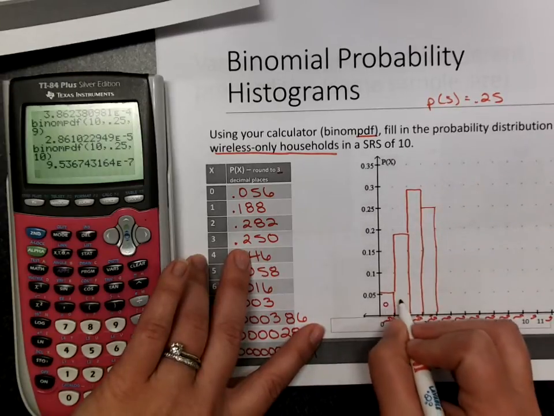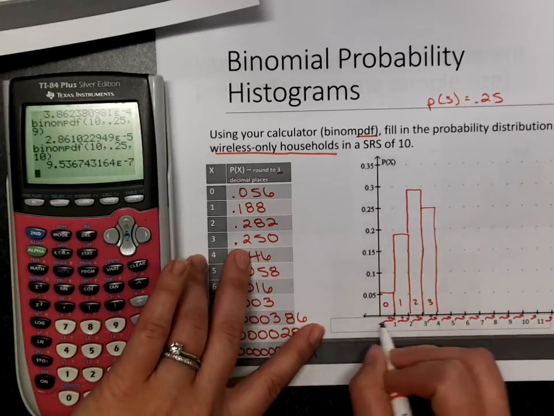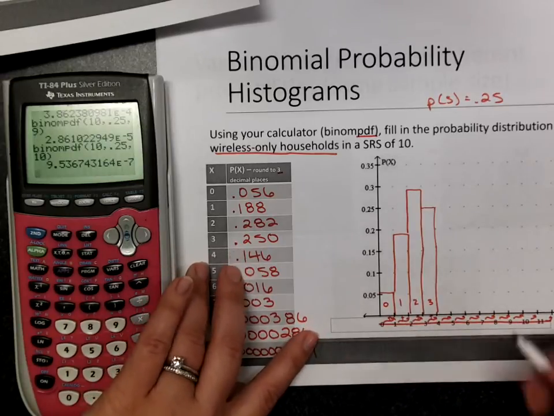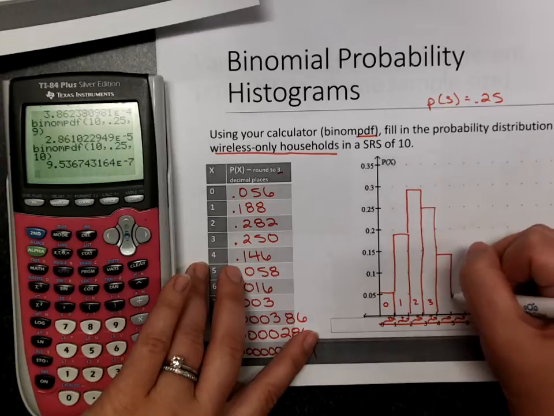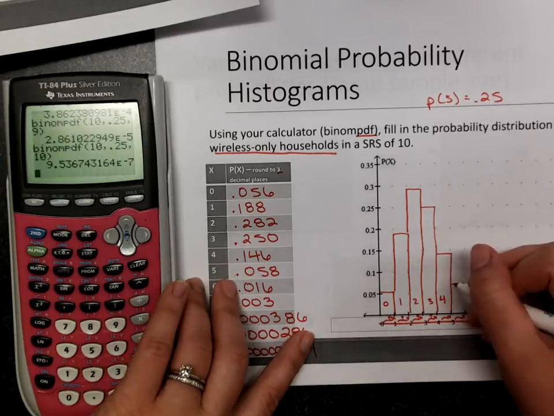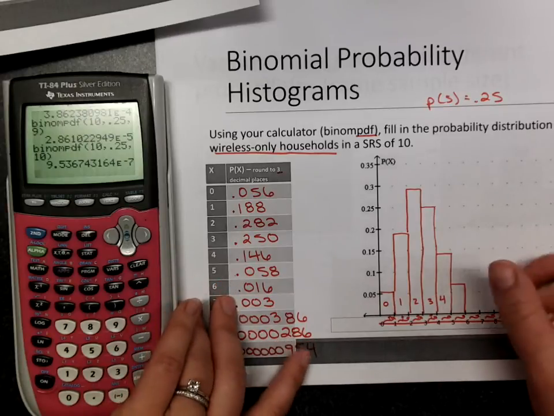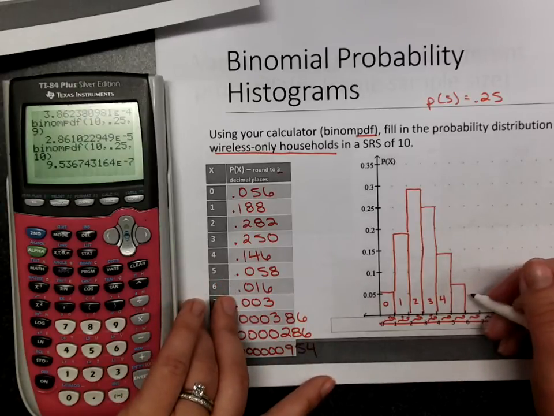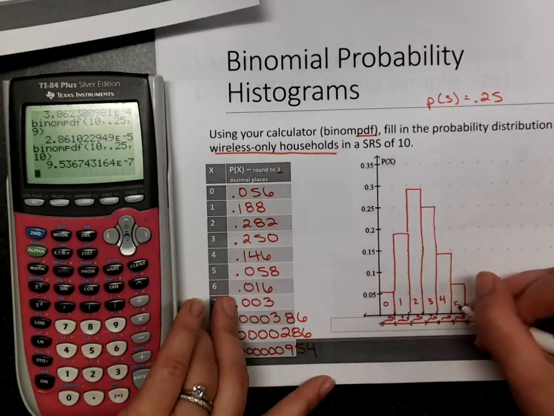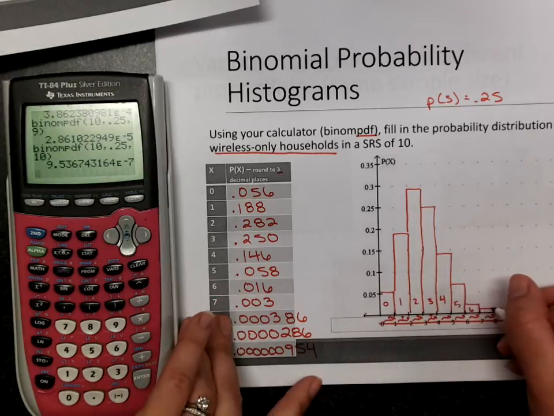So it's 0, 1, 2, 3. I would just ignore those numbers down there. They just get so thrown off. And then 4 is 0.146. 5 is 0.058. 6 is 0.016, so it's pretty small. 7 is just about nothing.